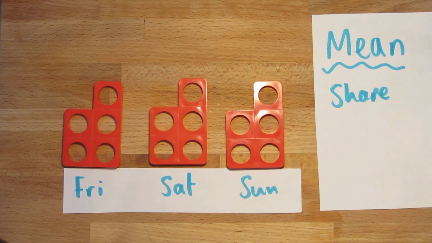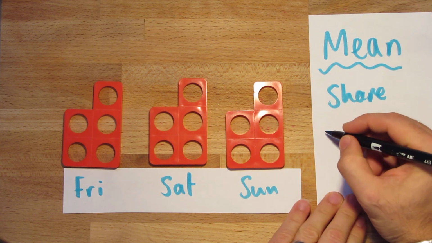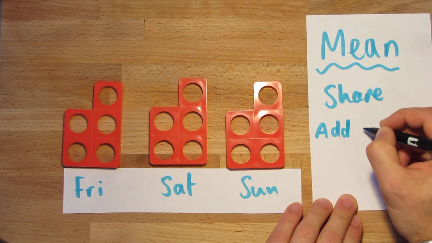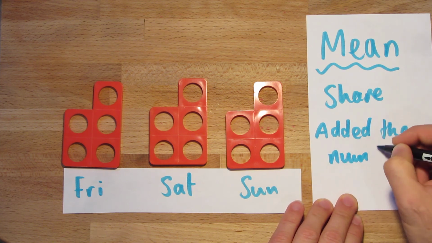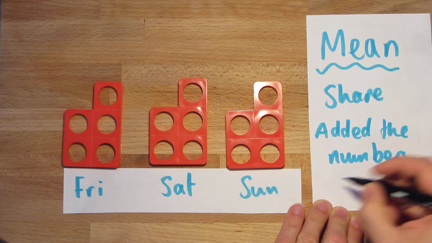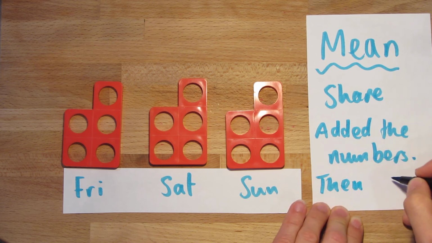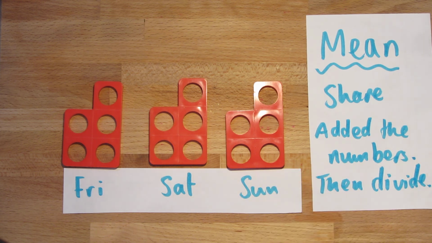So if we have a quick look at how we worked that out, we added the numbers and then we divided by the number of numbers. And we divided by the number of numbers so that we could come up with a fair number to represent all of them. Okay, I hope that helps you understand why it is you add the numbers together and then divide by the number of numbers to find the mean.